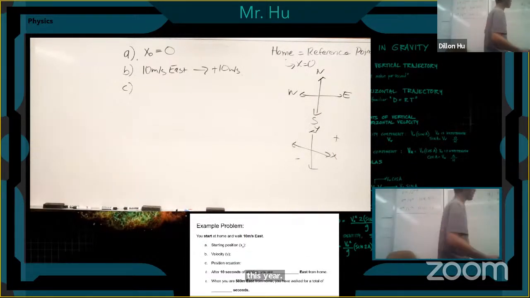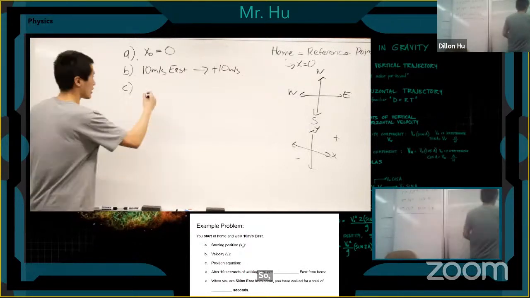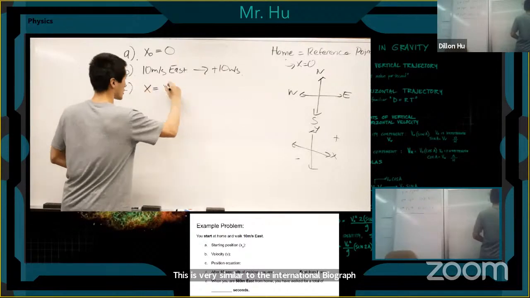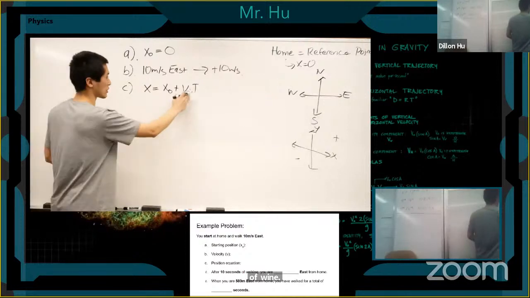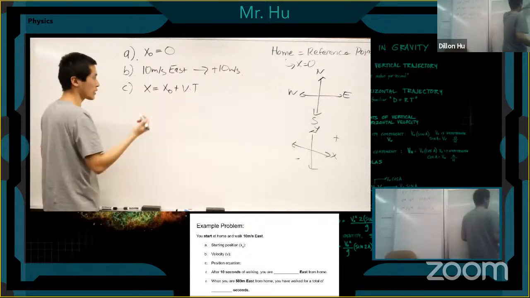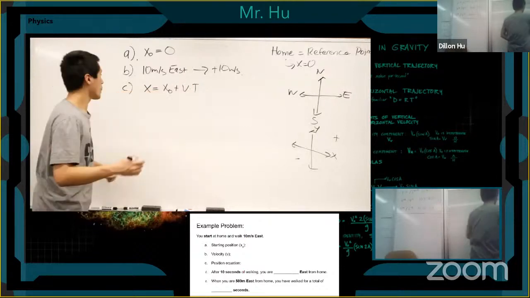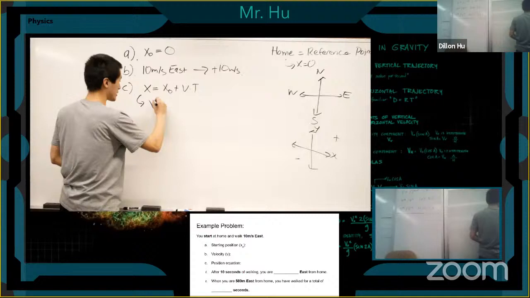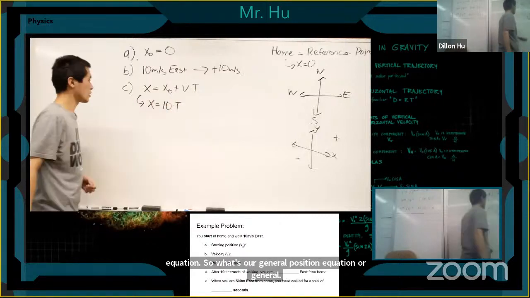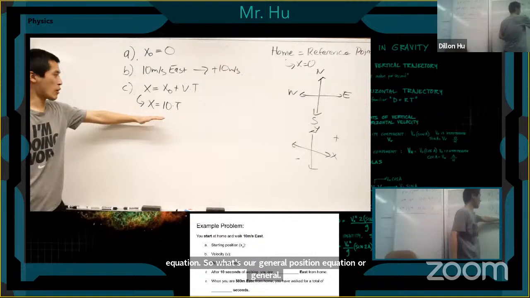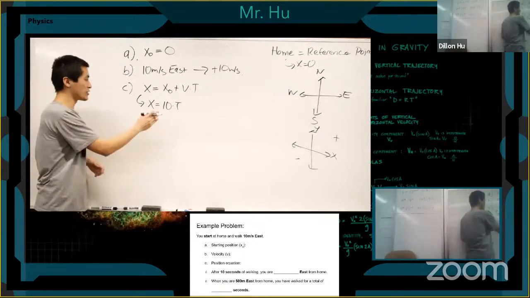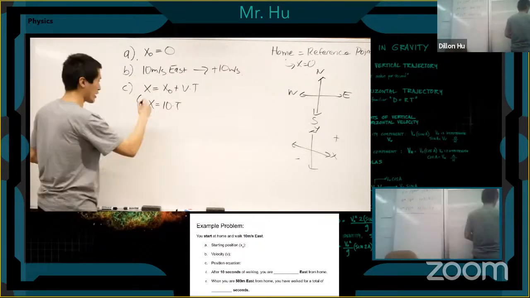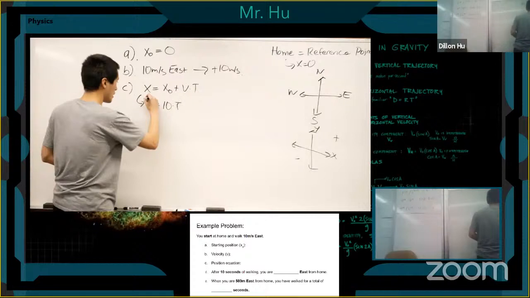And now we can write a position equation. So what's our general position equation? Our general position equation is x equals x naught plus velocity times time. Our position at any point in time is our initial position plus our velocity times the time. We know our initial position and we know our velocity, so we can simplify this into x equals 10 times t. Now if I know what my time is, I can figure out what my position is. And if I know what my position is, I can figure out how much time it is. This is our general equation, and it is very powerful. Now we can solve any problem related to this scenario.